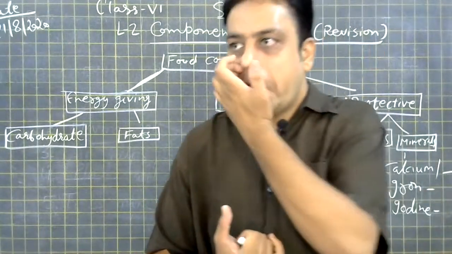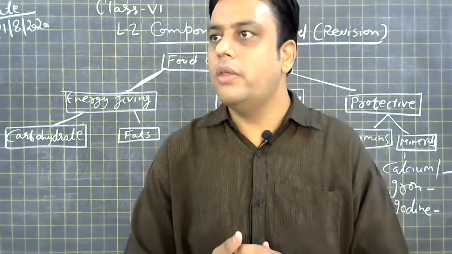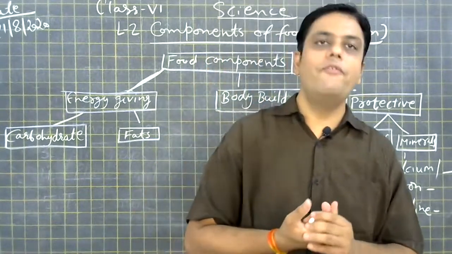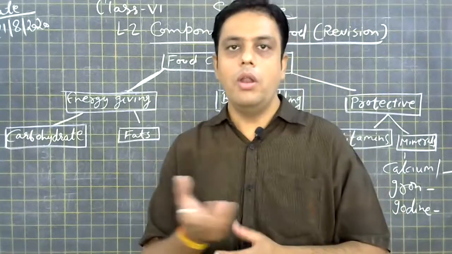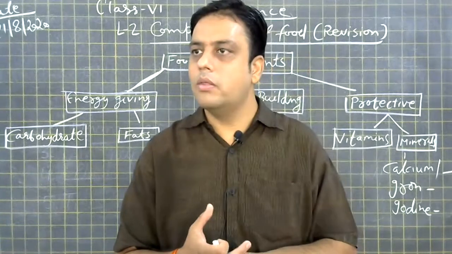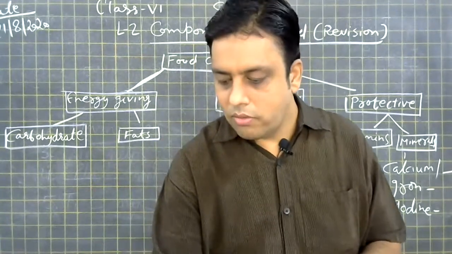Pankaj Tripathi is writing, the food containing plant fiber, also known as dietary fiber, is called roughage. Okay, good. The foods containing plant fibers, we are talking about only plant fibers, are called roughage. Dietary fibers, pulses, cereals, very good. Now, the last one is water.